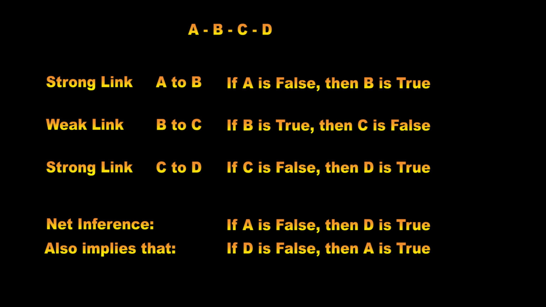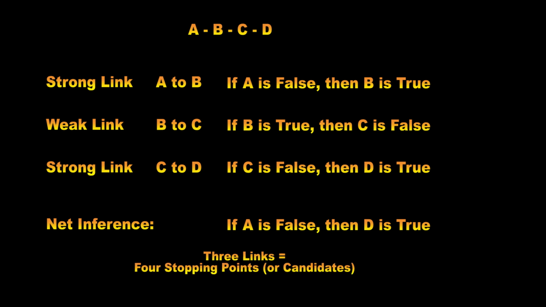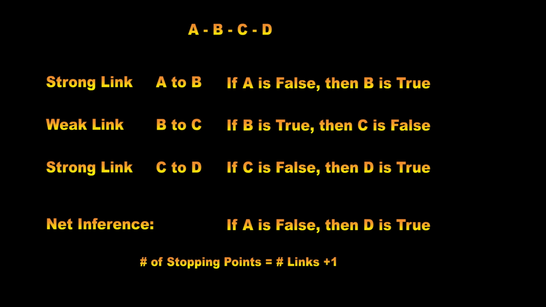Those represent the links. A, B, C, and D are candidates, and the hyphens represent the links between them. 4 stopping points, or candidates, but only 3 links. This is an important point to remember. There is always an even number of stopping points if there is an odd number of links. The number of stopping points equals the number of links plus 1. For example, if there are 5 links, then there has to be 6 stopping points, or candidates.